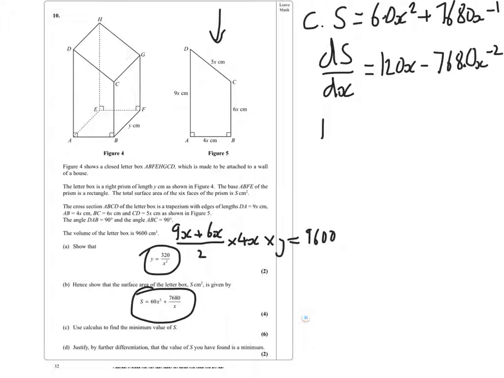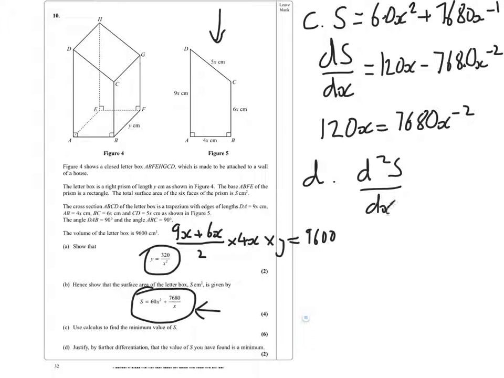So ultimately what you get is 120x equals 7680x to the minus 2. Solve that, get a value of x, and then substitute that into your function here to find the value of S. Now for part D, all you've got to do is then find d2S/dx squared, put in your value of x that you found in C, and work out whether it's positive or negative. If it's positive, it's a minimum. If it's negative, it's a maximum. So there you go.